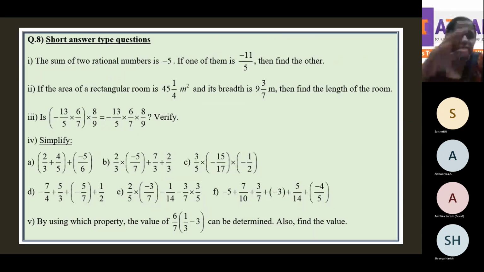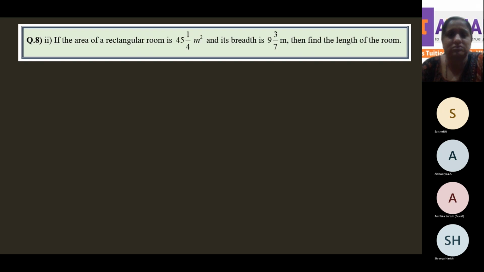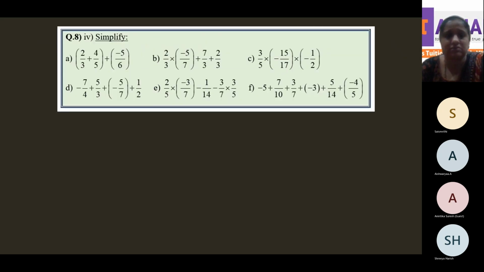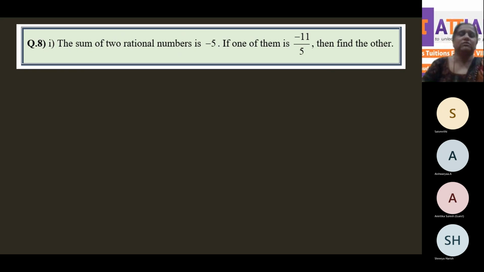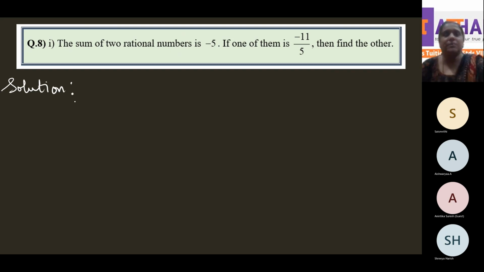So we have a set of questions here. These questions are what I put one by one here, children. One by one, you can see them here. So we'll try the first one. The presentation is very, very important. It's not about getting the right answer. It's about how you have presented your answer. The sum of two rational numbers is minus 5. If one of them is minus 11 by 5, find the other.